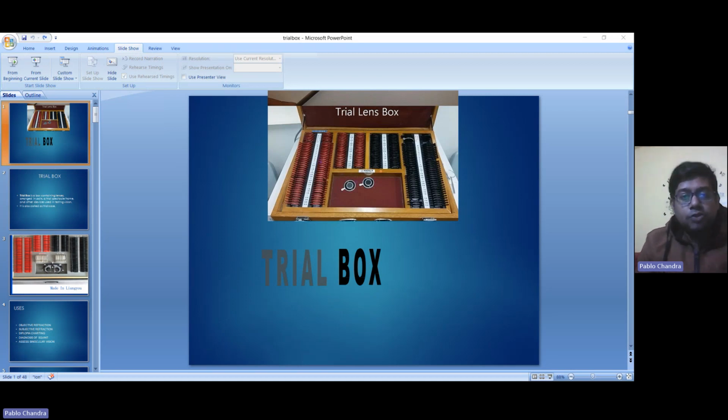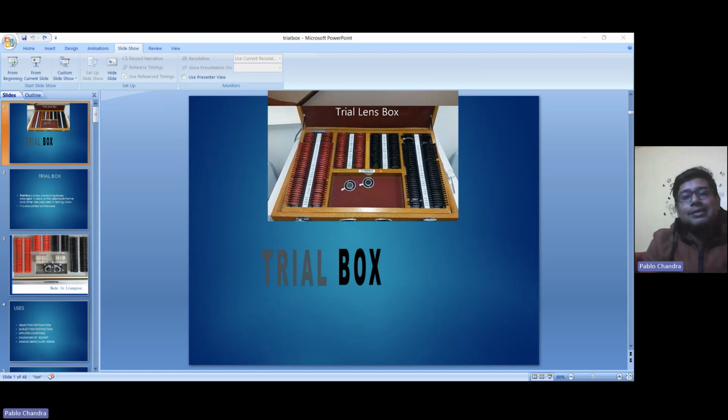Now, the official definition of a trial box is: a box containing lenses arranged in pairs, a trial spectacle frame, and other devices used in testing vision. It is also called a trial case. This is exactly what a trial box or trial case looks like. I will tell you what the components are and what the uses are, and you can also see a lot of accessory lenses, prisms, and the trial frame. All these things I will tell you.